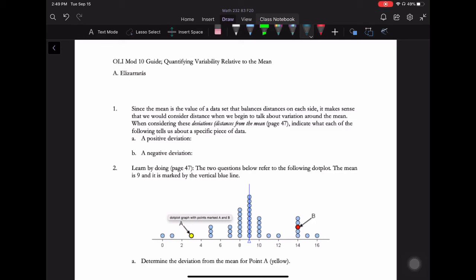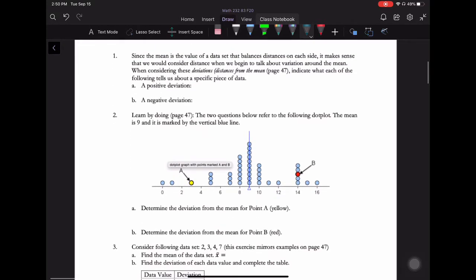Welcome back, everybody. We're going to be talking about Module 10 today. We'll be tying in some ideas that we have seen before, but not necessarily formalized. We'll also be working in StatCrunch today.